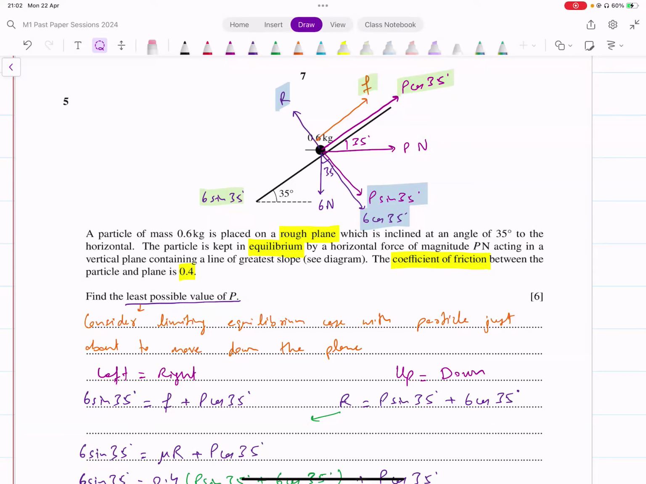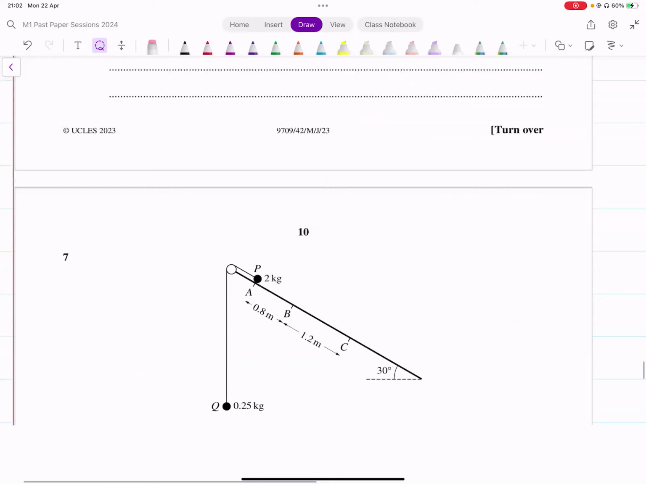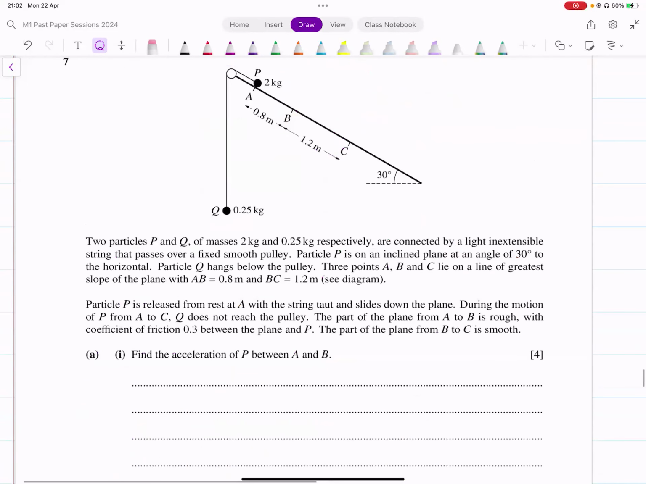How to resolve forces is covered in the very first few videos, somewhere on forces in equilibrium. You can understand that concept from there as well. Okay, question number 7. That's the last question that we're doing for now.